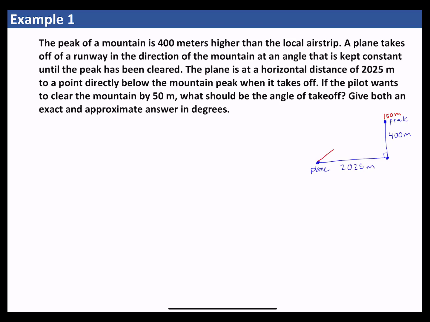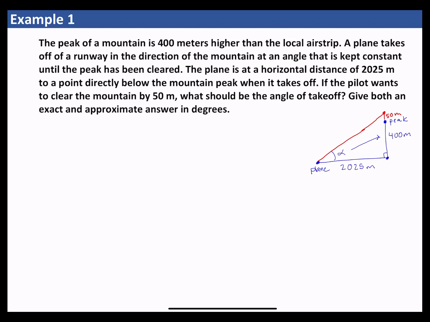So the plane is going to take off and approximately hit that point there. This is probably not to scale, but it gives us an idea of the situation. So when we think about the angle of takeoff, that's going to be this angle down here. I'll call it alpha. And in relation to alpha, we have the opposite side, which is actually going to be 450 meters, the 400 plus the 50, and then the adjacent side, 2,025.